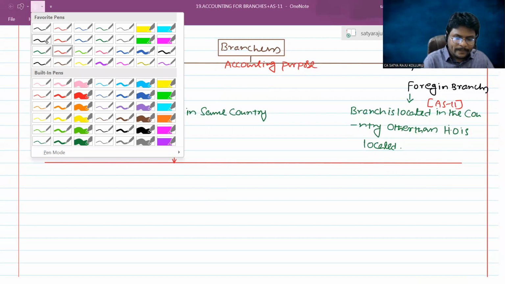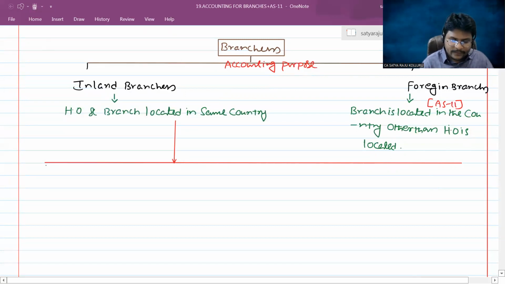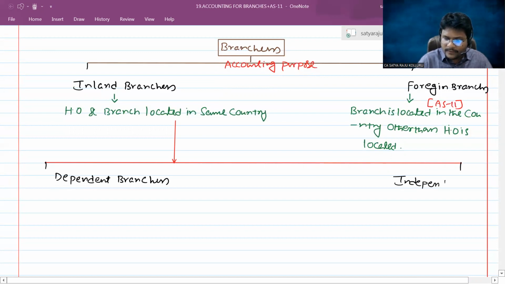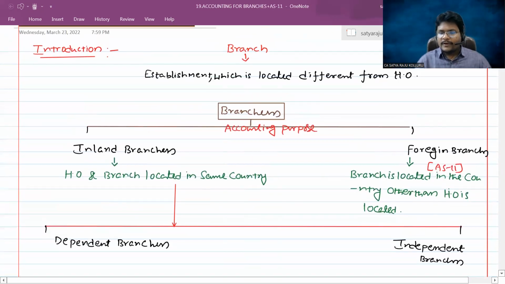That is dependent branches, and another type is independent branches. Dependent branches, independent branches. Sir, before discussing all these issues in your mind, you should end up with one thing.